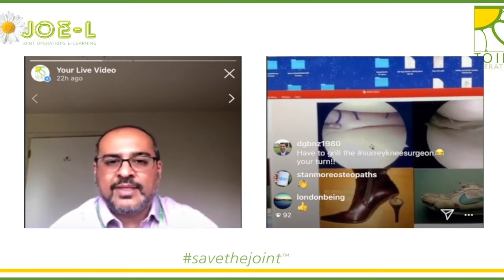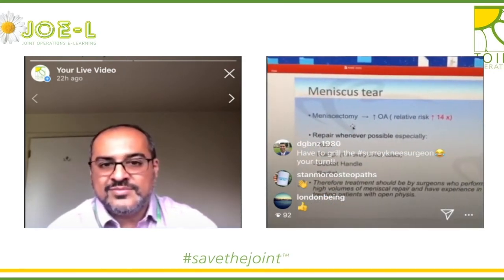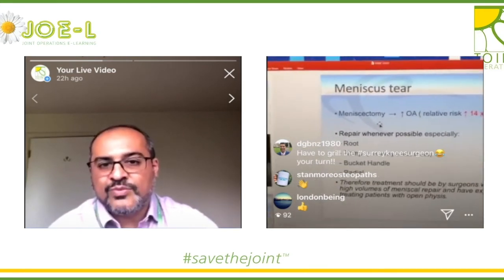The reason is, if you have your meniscus taken out, the risk of OA goes up 14 times. So traumatic versus degenerative is where I want to go with the meniscus, and that's why we preserve the meniscus. And that's why in COVID times, if you have a bucket handle lateral meniscal tear, you're getting it. That is urgent. Anything else you wanted to mention on the meniscus from that point of view?